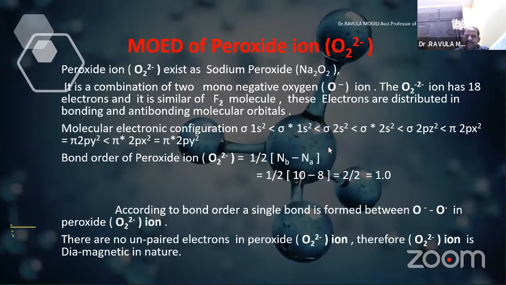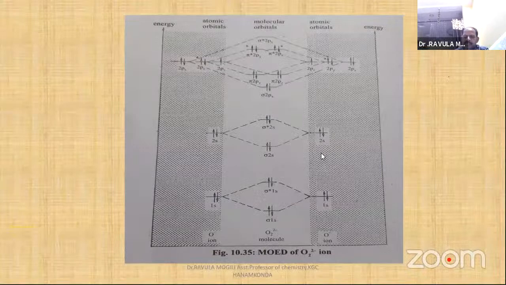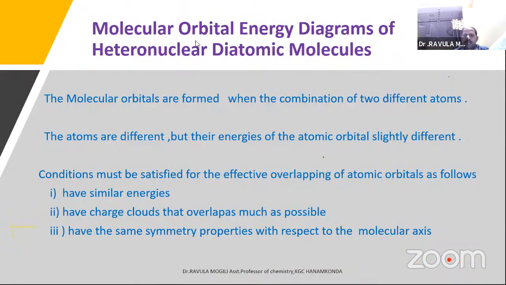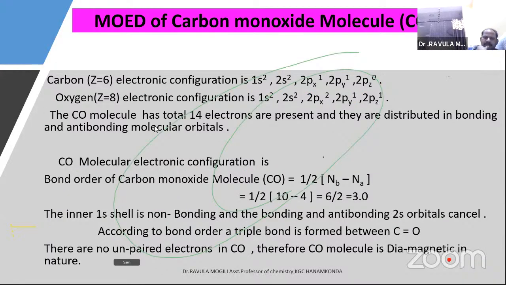So this is peroxide. Next, molecular orbital energy diagrams of heteronuclear diatomic molecules. So heteronuclear diatomic molecules: carbon monoxide, nitric oxide, they are different types of oxides. Here this is carbon monoxide. How many electrons are present here?